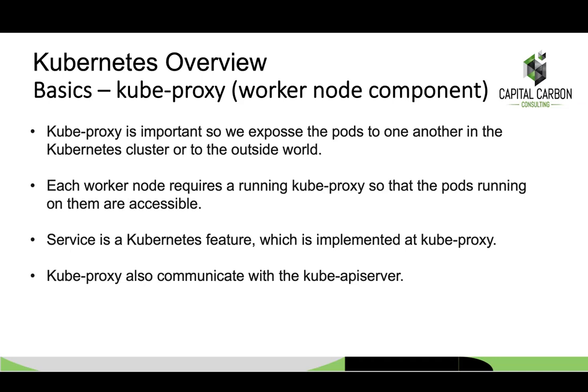Now let's talk about kube-proxy. Kube-proxy is also a worker node component. Kube-proxy is important so we can expose the ports to one another in the Kubernetes cluster or to the outside world. Each worker node requires a running kube-proxy so that the pods running on them are accessible. Service is a Kubernetes feature which is implemented at kube-proxy. Kube-proxy also communicates with the Kube API server.